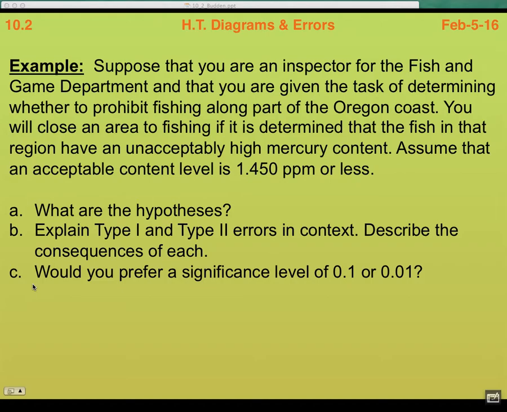First of all, what symbol are we going to use? Mu. There we go. Write this down. Okay. Mu is the population mean mercury content.